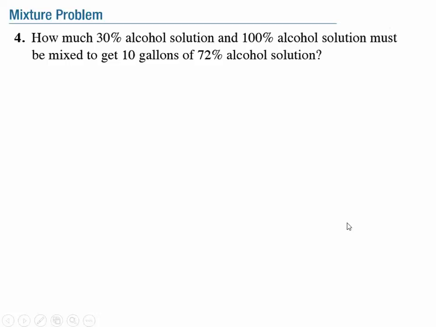Okay, so how much 30% alcohol solution and 100% alcohol solution must be mixed to get 10 gallons of a 72% alcohol solution. Now we're not mixing vodka here. That's probably too much alcohol. All right, let's go for it here. So let's define x is equal to the number of gallons, and I guess the two mixtures are a 30% solution.